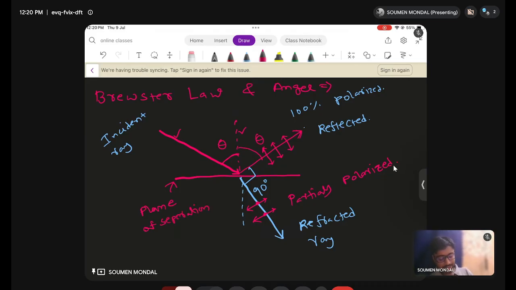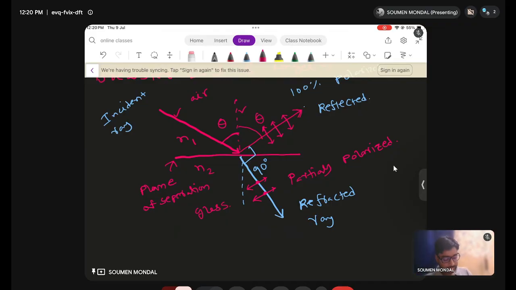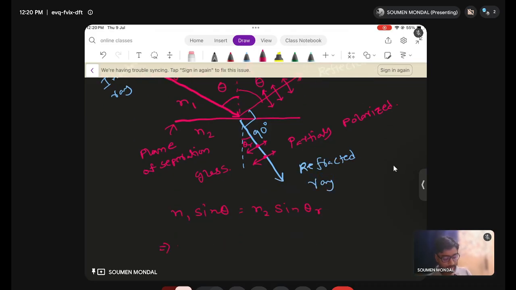Here you can think of a medium of refractive index N2, and here a medium of refractive index N1. For now you can think this is air, and this is glass, or you can think water also. So if I apply Snell's law, then N1 sin theta equals N2 sin theta r. Here theta is the angle of incidence and theta r is the angle of refraction.